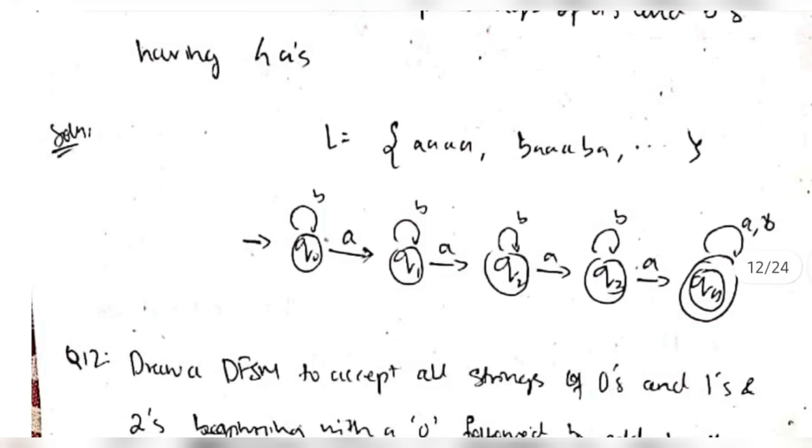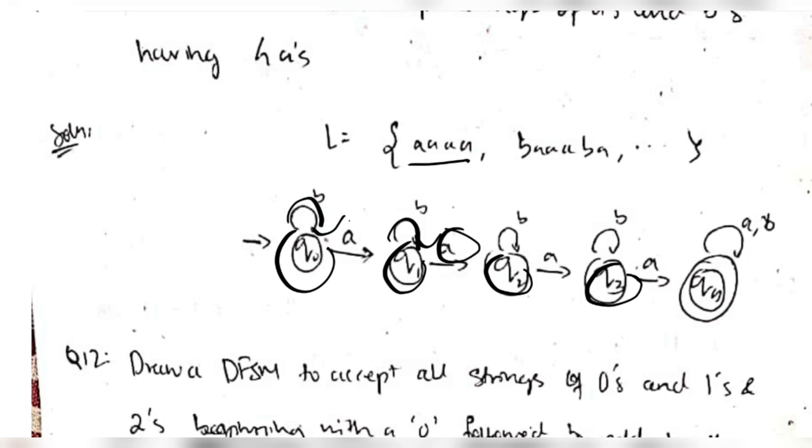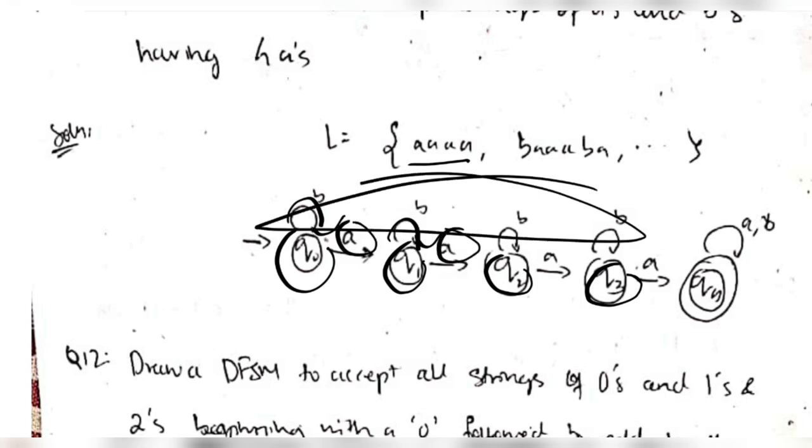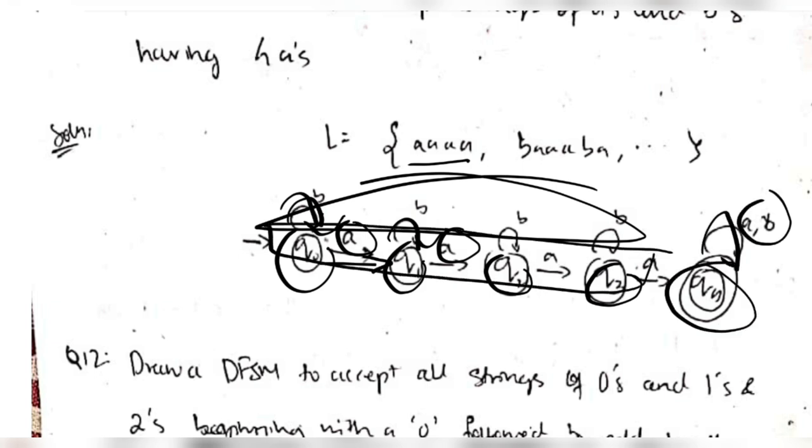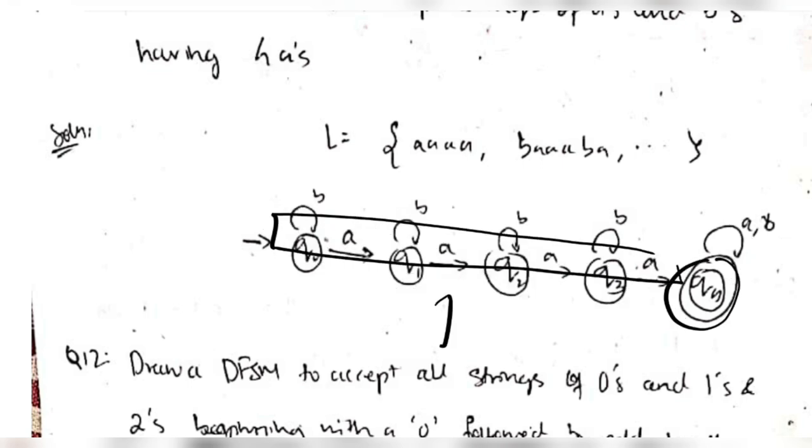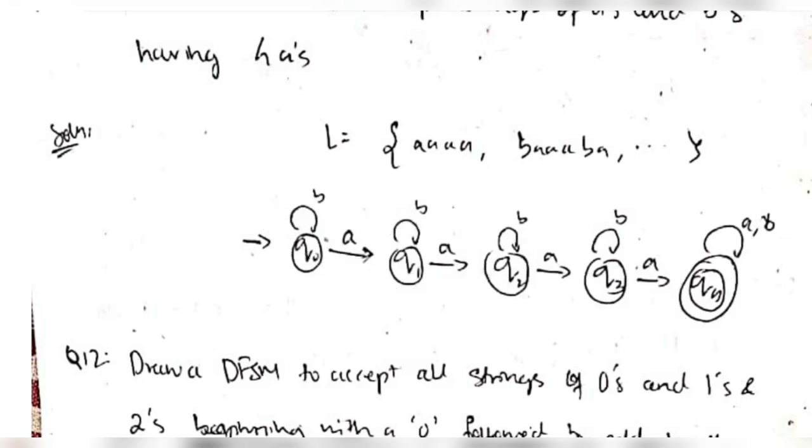So, what is the minimum string we can form? 4 A's. So we will write 4 A's here, and in between we can have any number of B's. Because it is not compulsory that the A's be consecutive, we will have a self loop of B on each state, with the A's connected together. In the final state also we can have any number of A's and B's, because the 4 A's are already included.